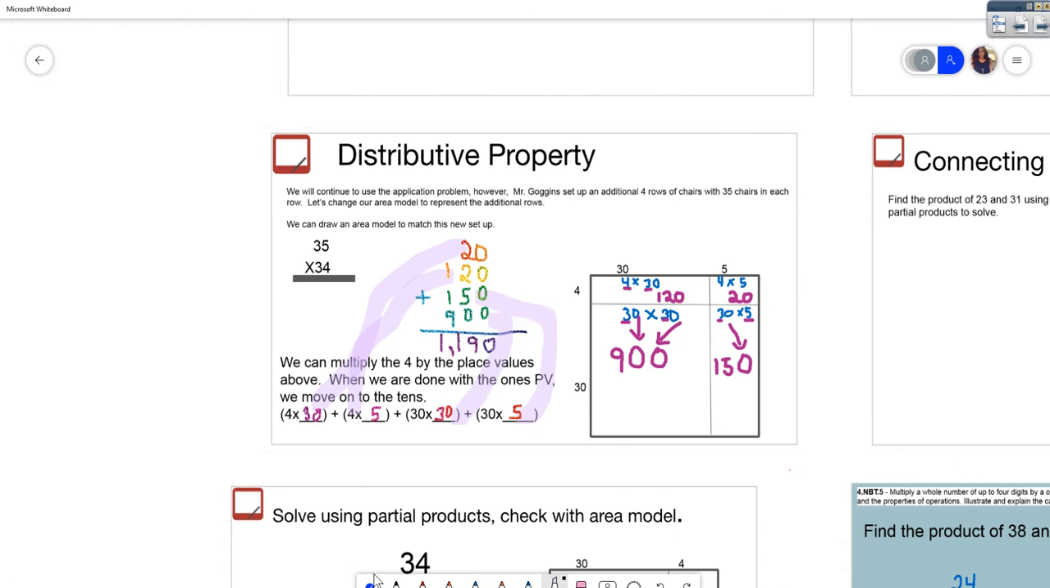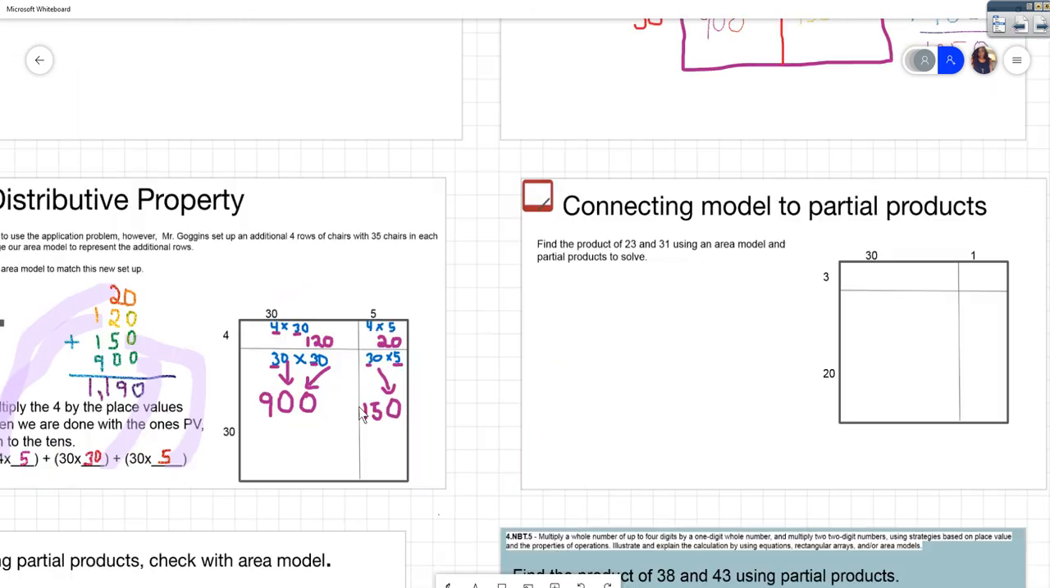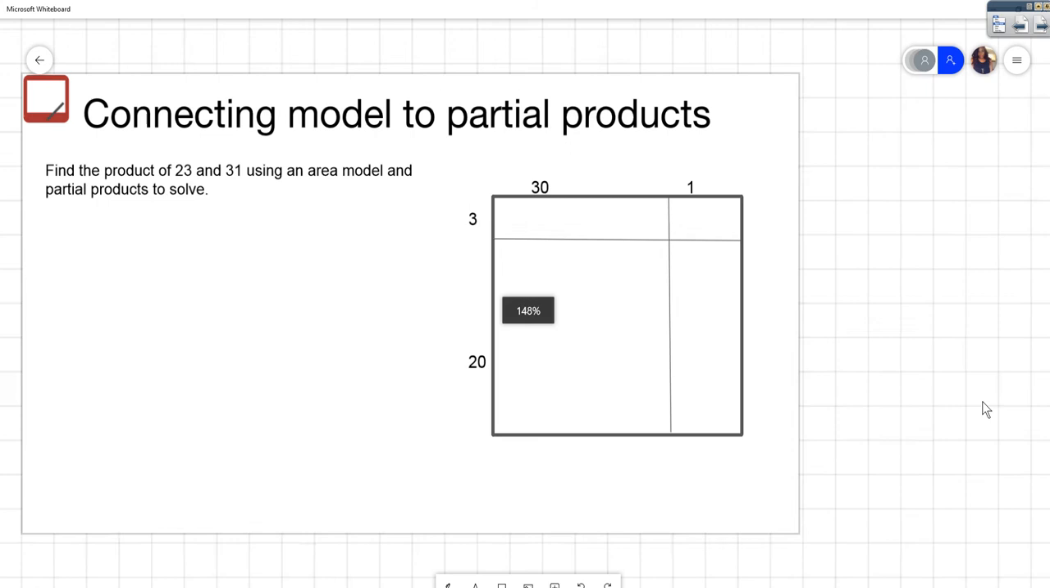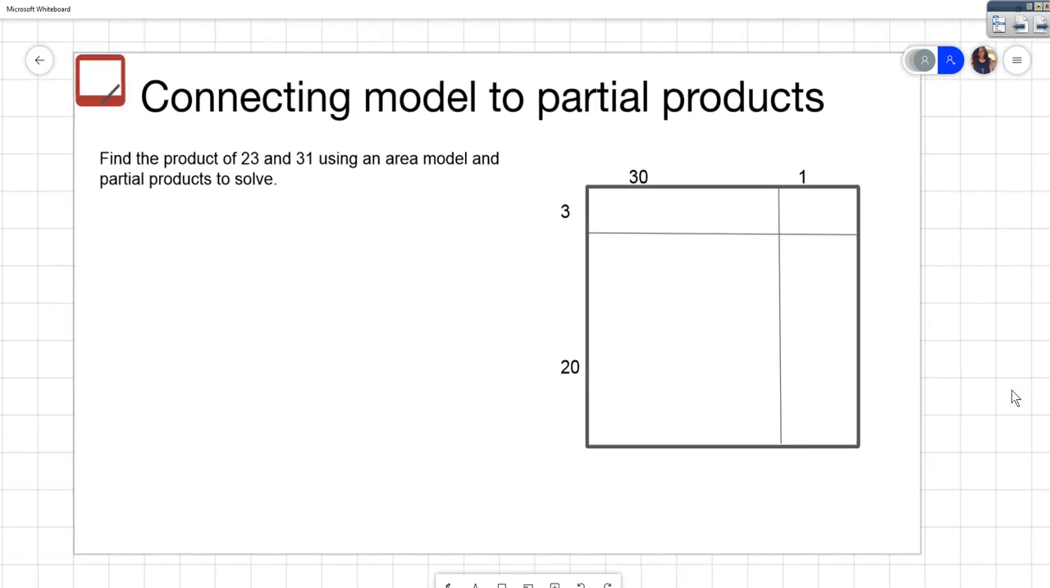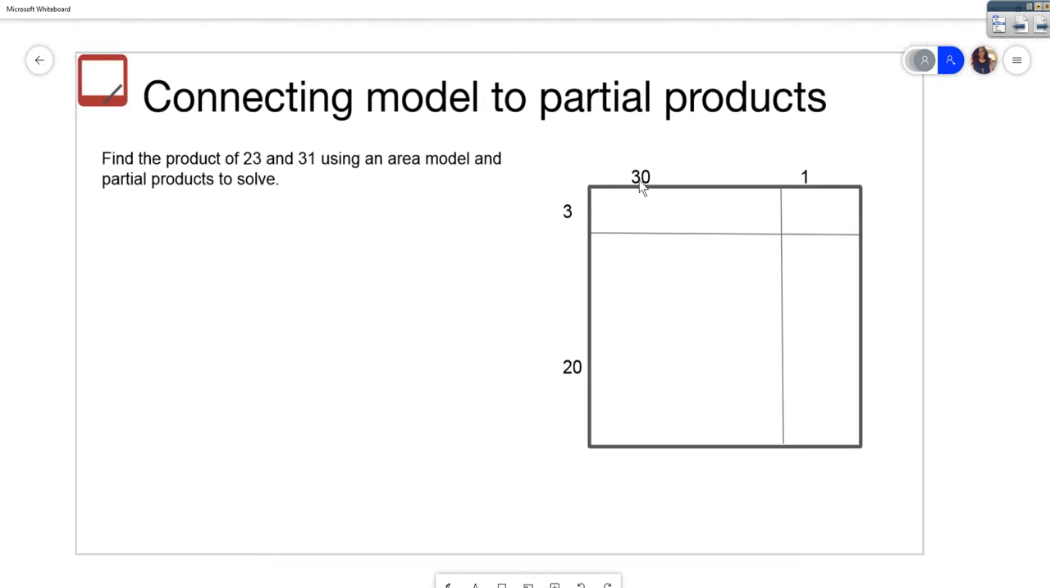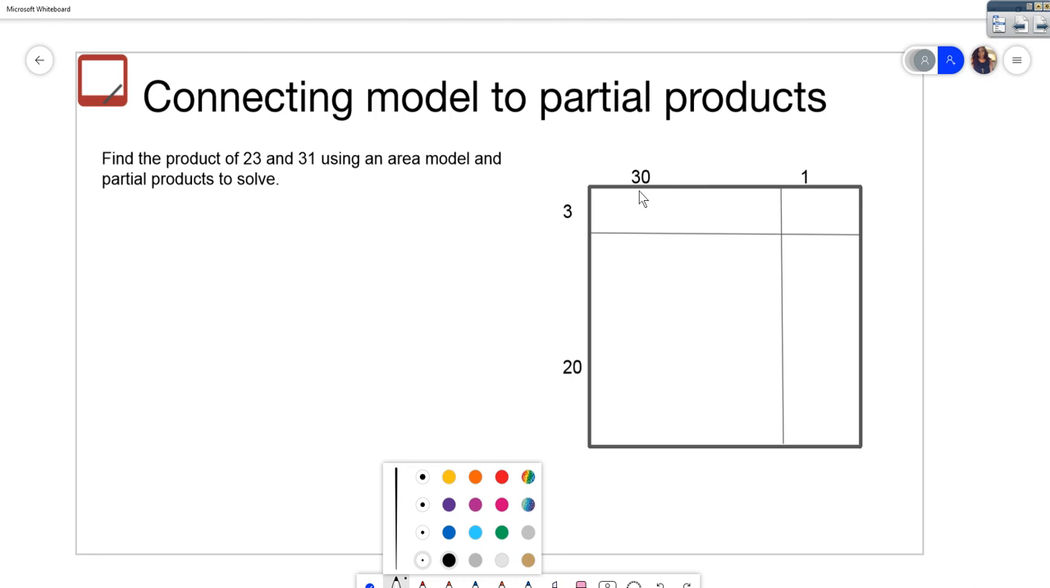Now let's continue. We're about to work on this question right here. It's the same thing. 3 times 30, 3 times 1. 20 times 30, 20 times 1. Let's write out our partial products. This is just for this part. Okay? 3 times 3 is 9 with a 0 at the end. 3 times 1 is 3 because anything times 1 is that number.